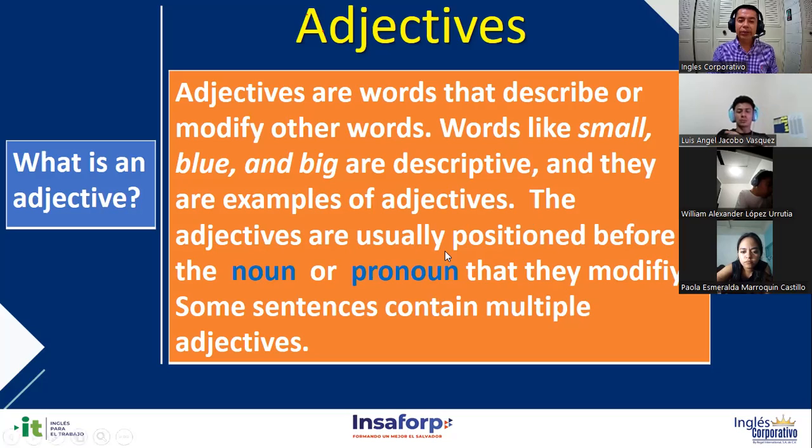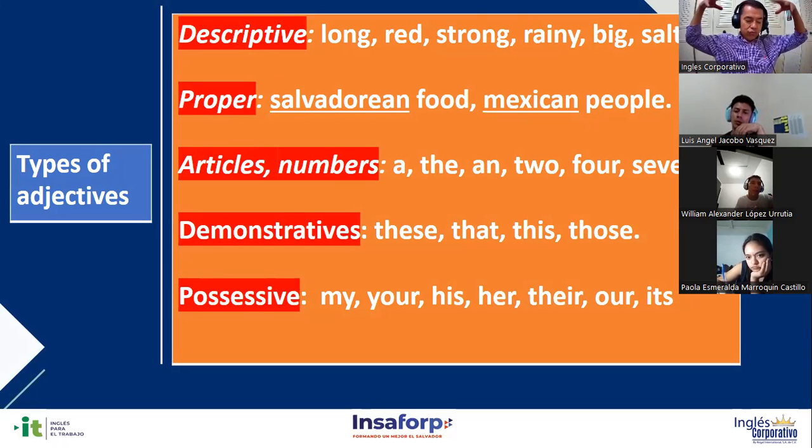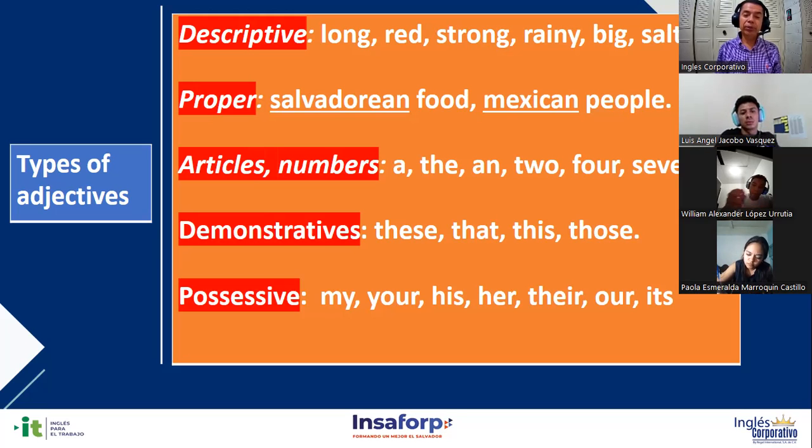Good. Now, let's continue. So these are types of adjectives. Descriptive, right? Long, red, strong, rainy, big, and salty, right? Long, color red, strong, rainy, big, salty, salado, right? So those are descriptive words. And we have some proper nouns, right? For example, Salvadorian food. Salvadorian in this case is the adjective, right? Mexican people. Orale, you know? So Mexican people.